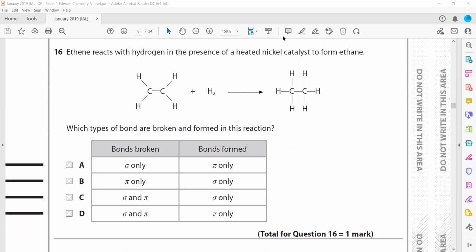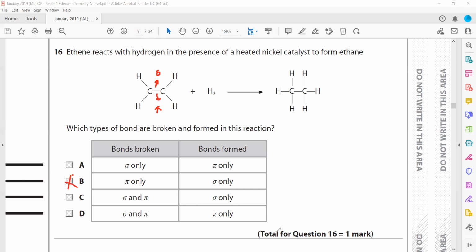Then ethene reacts with hydrogen in the presence of a heated nickel catalyst to form ethane. Which type of bonds are broken and formed in this reaction? Always remember, whenever there is a double bond, it has 1 sigma and 1 pi. A triple bond has 1 sigma and 2 pi. The pi bonds are weaker, so pi bonds can break easily. So the pi bond will break. And because hydrogen and carbon form a single bond, which is always a sigma bond, the pi bond will break and the sigma bond will form. So B will be the right answer.